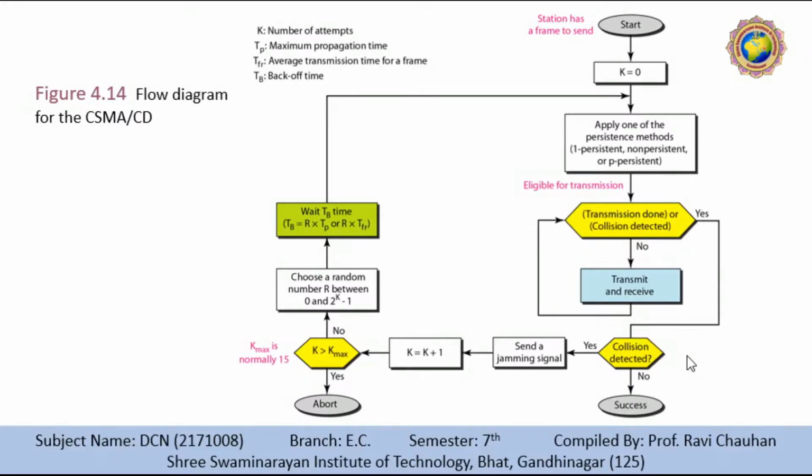Either the station stops the transmission. When we come out of the loop, if a collision has not been detected, it means that the transmission is completed, so it will succeed in sending our frame. Otherwise, the collision has occurred. The third difference is the sending of a short jamming signal that enforces the collision in case the station has not yet sensed the collision. So the jamming signal will be there.